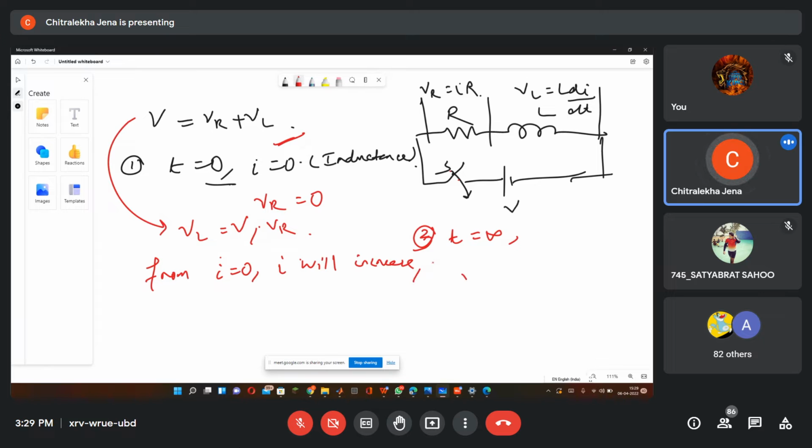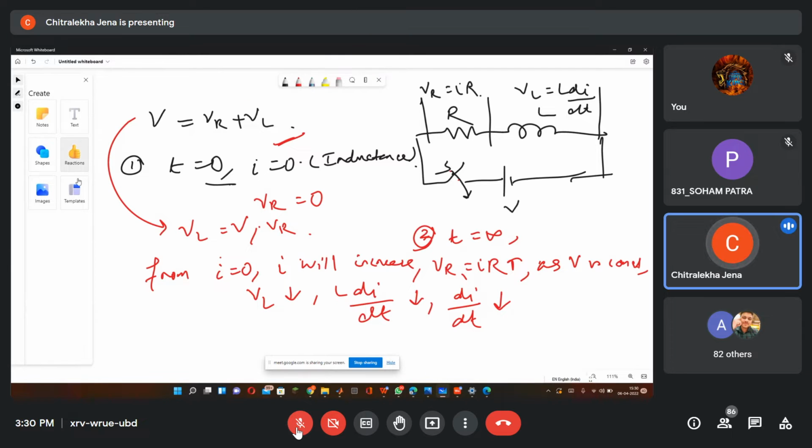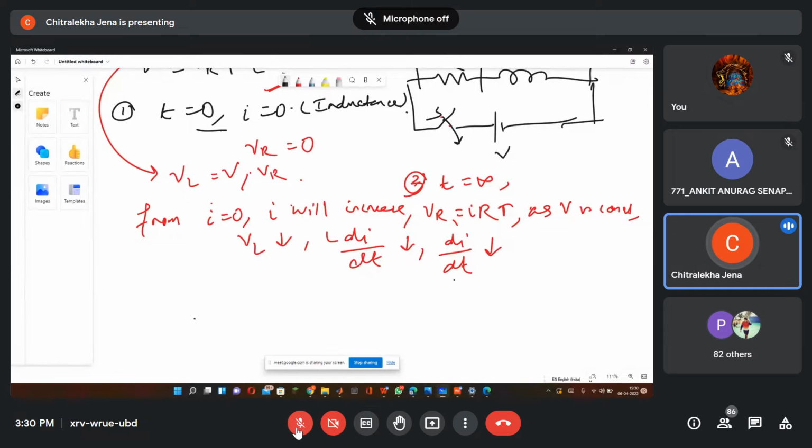So I is increasing means what happens to my VR? VR is equal to I into R. This will increase, right? Got it or not? So as V is constant, what happens to my VL? VL will decrease. Understood or not? What happens to L di by dt? This will decrease. So what happens to di by dt? This will decrease. Got it or not, all of you? Yes, ma'am. यहाँ पर समझ में नहीं आया? आया तो? Yes, ma'am. Great. So di by dt will decrease.